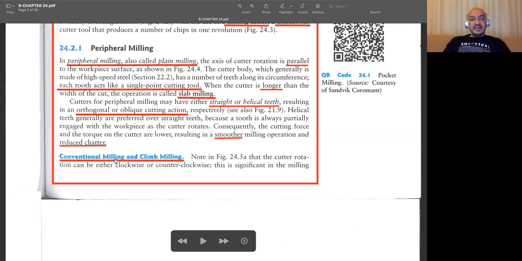Now I'm going to discuss two types of peripheral milling. These are called conventional milling and climb milling. I will be talking about many properties of these types of milling operations. Please make sure that you prepare a kind of a table and then write main properties of these milling operations. But I'm not going to do that. I will be talking about these properties one by one.